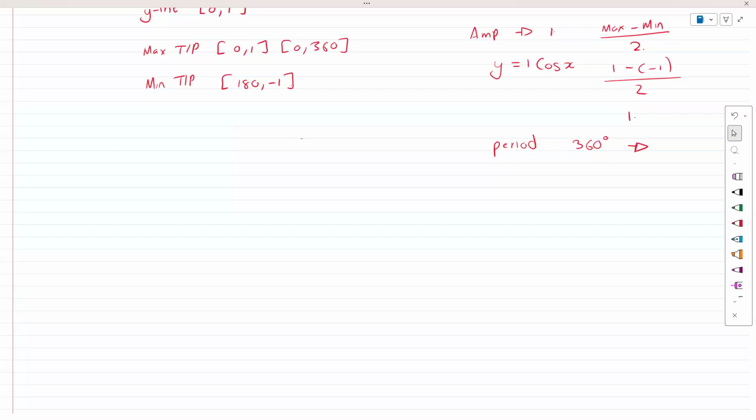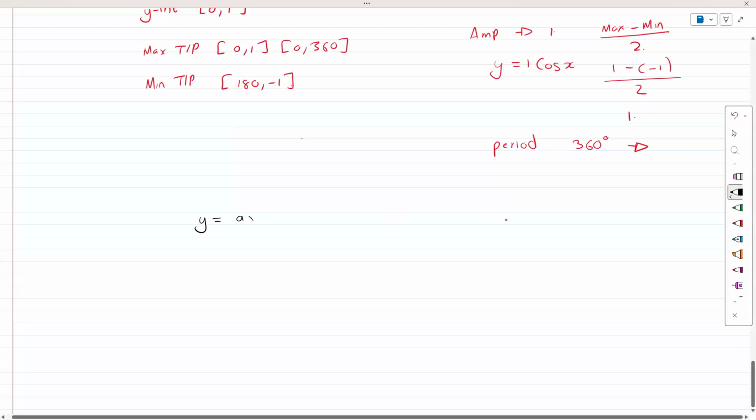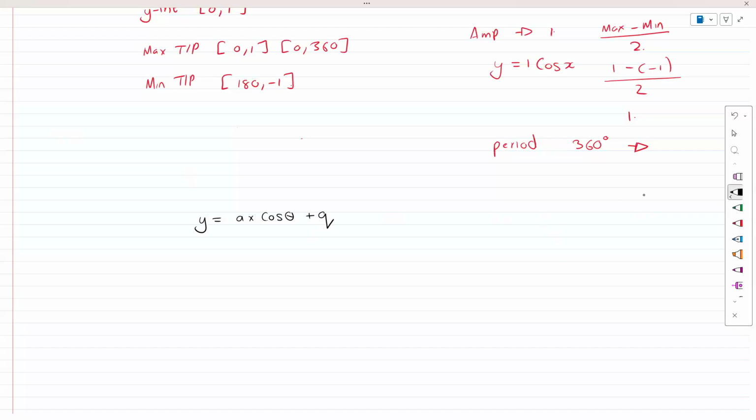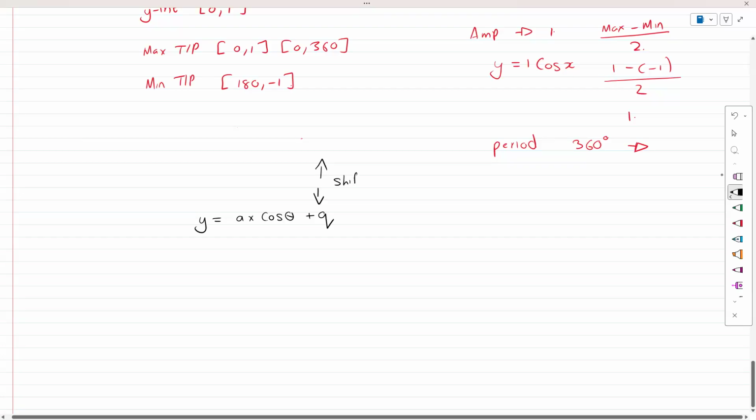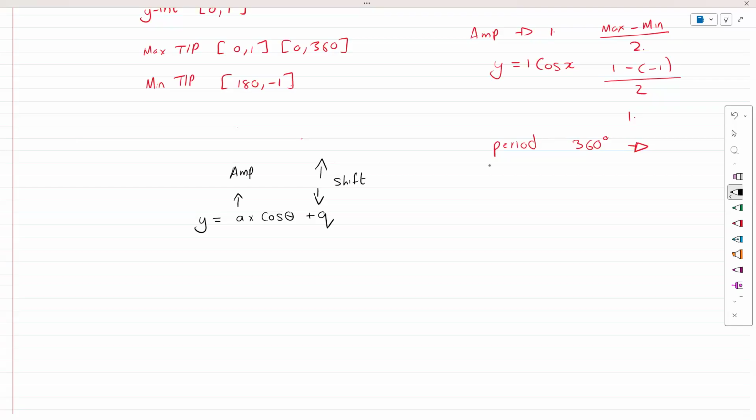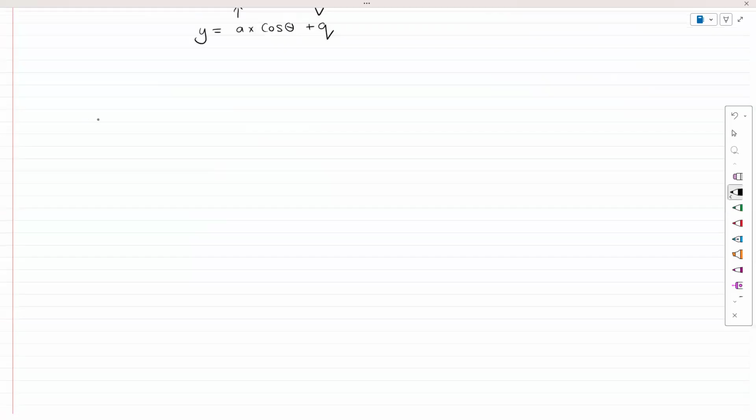So we're moving on to the next part, and we're going to go with the exact same thing. We have y equals A times cos theta plus Q. You see A and Q are the exact same thing from before, right? I'm not going to write it down. Q is the vertical shift, how it moves up or down, and A is the increase or decrease in amplitude. It's the exact same thing.